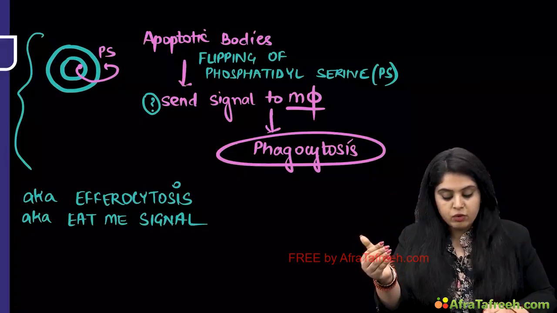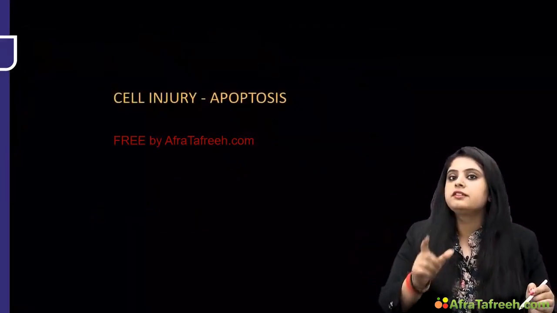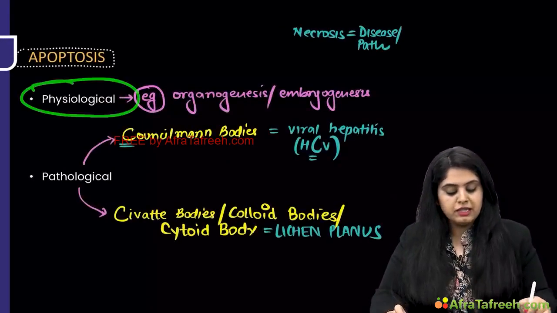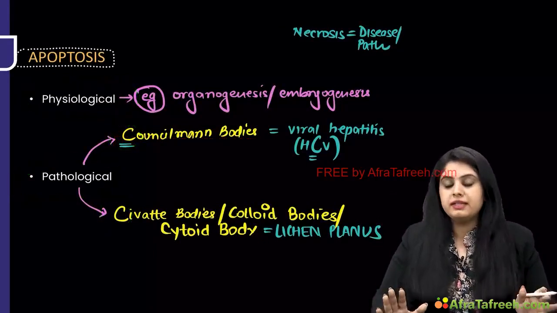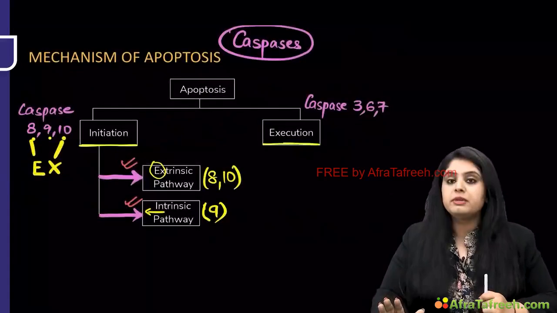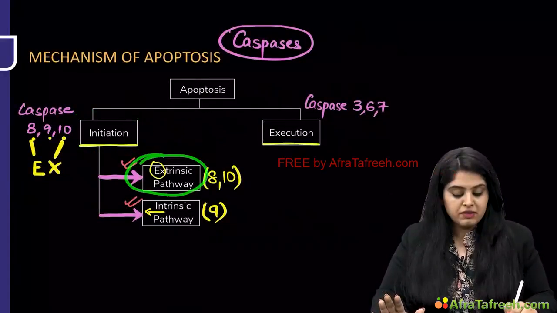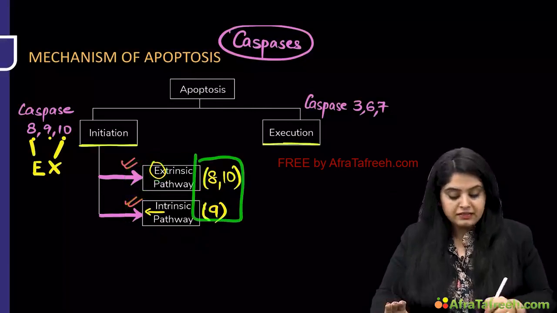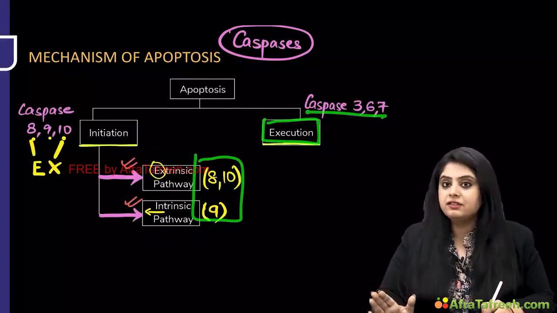Very, very important. I hope everyone analyzed this, because apoptosis is done, and I'm going to give you a 30-second quick recap once again. Apoptosis was of two types, physiological as well as pathological. In pathological, you have to learn two bodies, Councilman and Kivett bodies. Now you talk about mechanism. First you start initiation, either by the extrinsic pathway where you activate caspase 8 and 10, or by the intrinsic pathway where you activate 9. Once 8, 9, 10 are activated, you go and activate the caspases 3, 6 and 7, which means you've done execution.